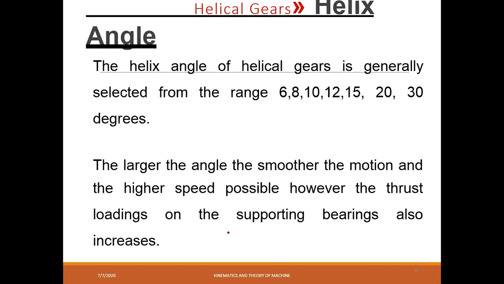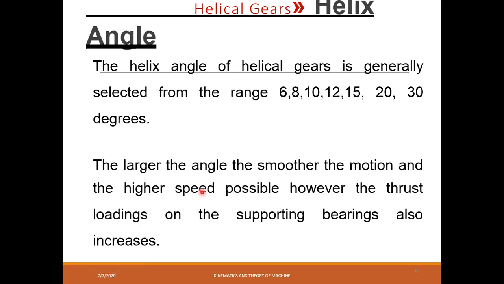Now the helix angle. The helix angle of the gears is generally selected from the range 6, 8, 10, 12, 15, 20, and 30 degrees. The larger the angle, the smoother the motion and the higher the speed possible. However, the thrust loading on the supporting bearing also increases.